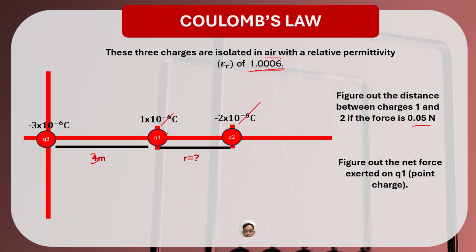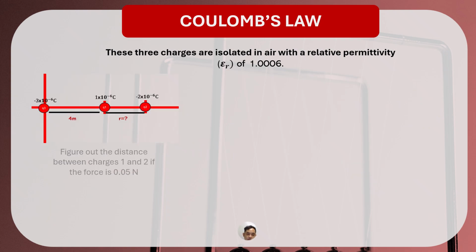The next task is to figure out the net force exerted on charge 1, and this is going to be our main character or our point charge in this problem. We will try to find out the interaction between Q1 and Q3, as well as Q1 and Q2. Okay, let's begin. Figure out the distance between charge 1 and charge 2 if the force is 0.05.